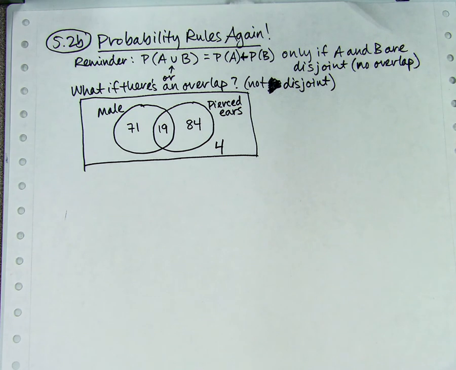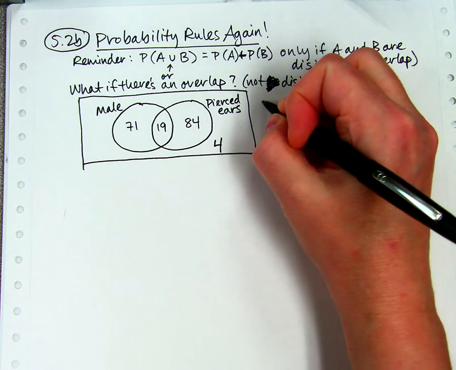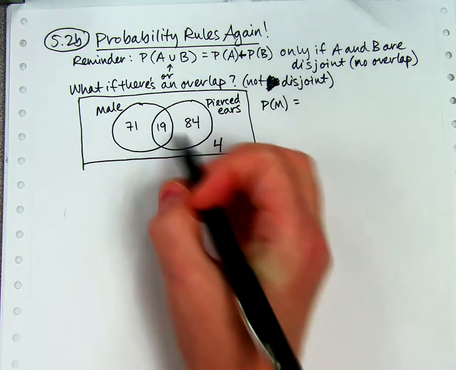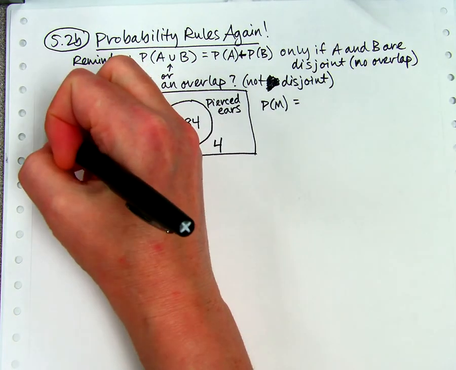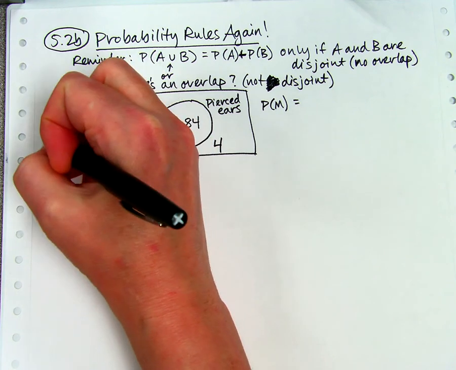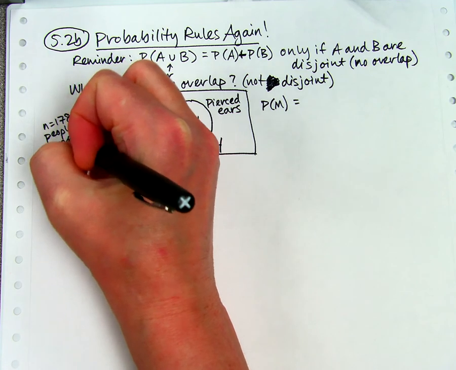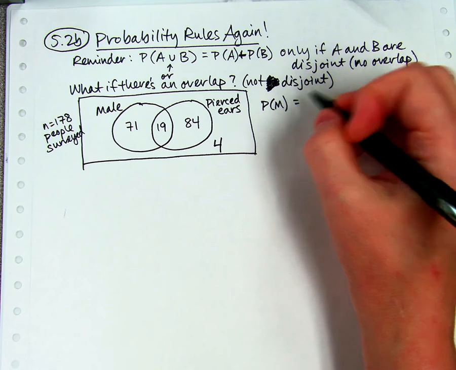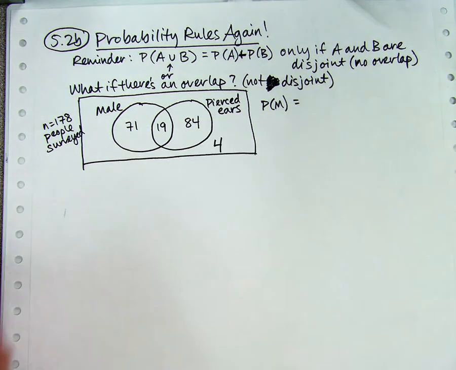And there's a lot of questions I could ask you with this. We're going to start with the easy ones. I could ask you to find the probability of being male. And if you add up these four numbers, there were 178 people surveyed. I think I'll write that over here. N is 178. That is the total who were surveyed. All right, so the probability of being male would not just be the 71. It would be the 71 and the 19 put together.